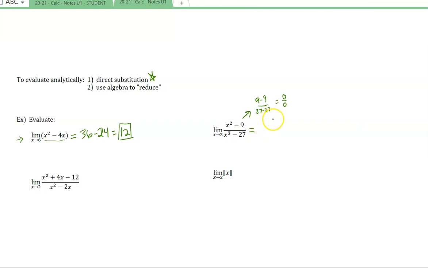Until the step where I plug a number into the function, I can't get rid of that limit notation. Like over here, I didn't put equals the limit as x approaches 6 of 36 minus 24 because I had already put the 6 in place of the x. So right here, since this will still be in terms of x, I'm going to write the limit. Limit as x approaches 3, and my numerator factors as the difference of squares. Okay, and the denominator is the difference of cubes.